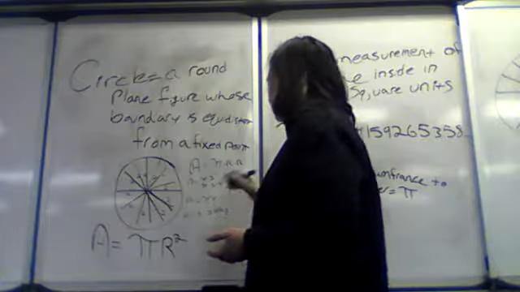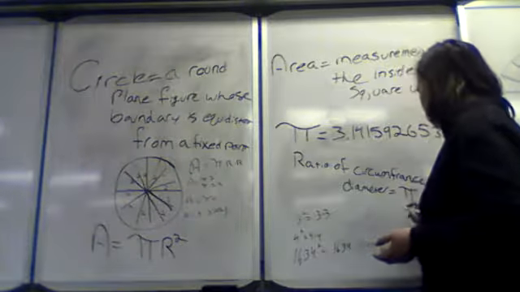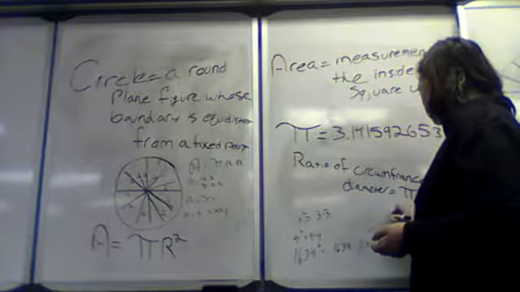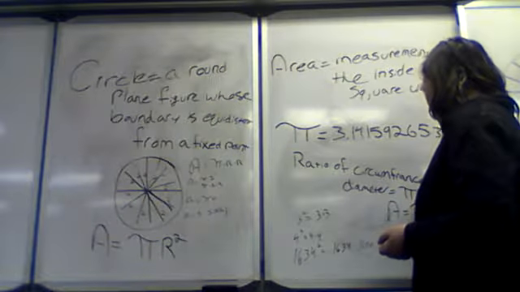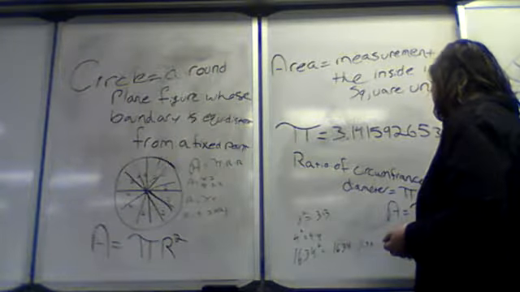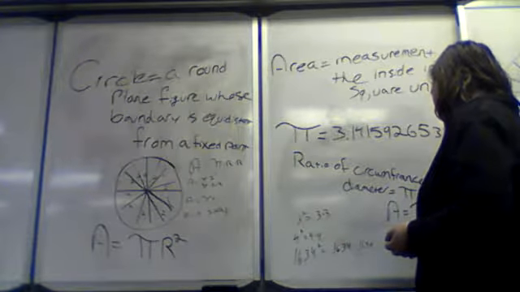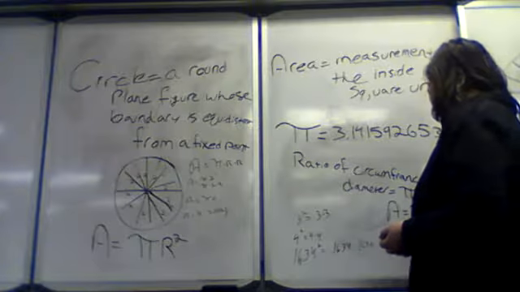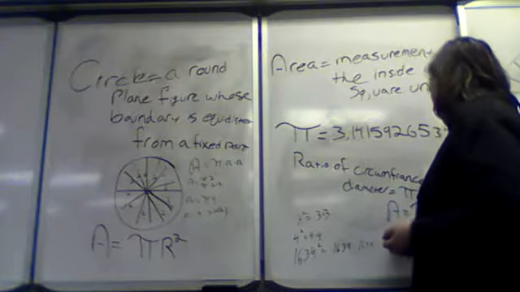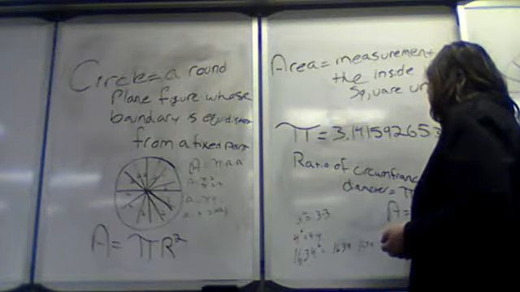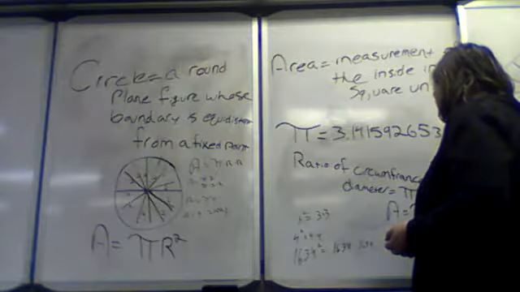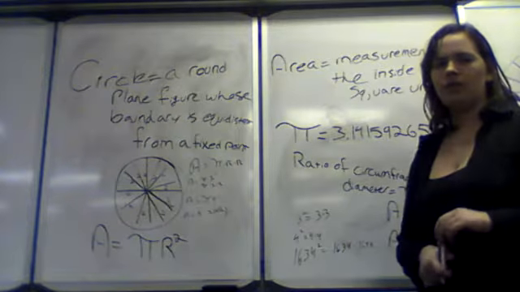So you could have a radius of like 5, and it'll still be the area equals pi times 5 squared, or 5 times 5, which in this case is 25. So the area is pi times 25. And that'll be your final answer.